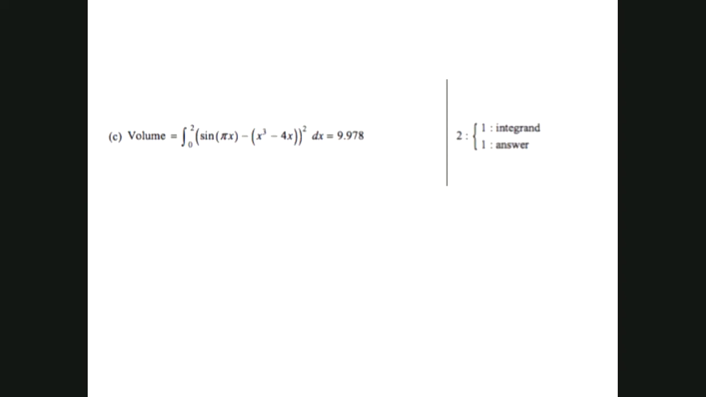Oh, and here's the problem. The integral from 0 to 2 of sine of pi x minus, and then the answer would have been 9.978. So we did set it up correctly. We just didn't have to solve it. Or we could have if we wanted to. We have calculators, so it's not that hard.